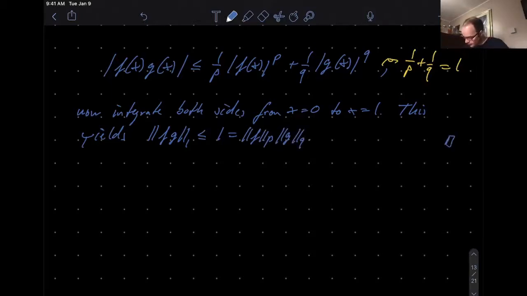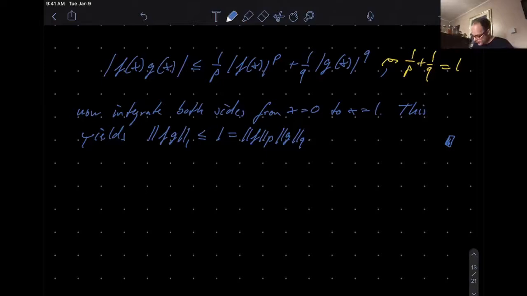Okay, and that's it. That completes the proof of Hölder's inequality. Okay, good. It's quite cute. This inequality is immensely powerful. Okay, we will have various different versions of Hölder's inequality appearing very soon. Okay, good. But now let's use it.